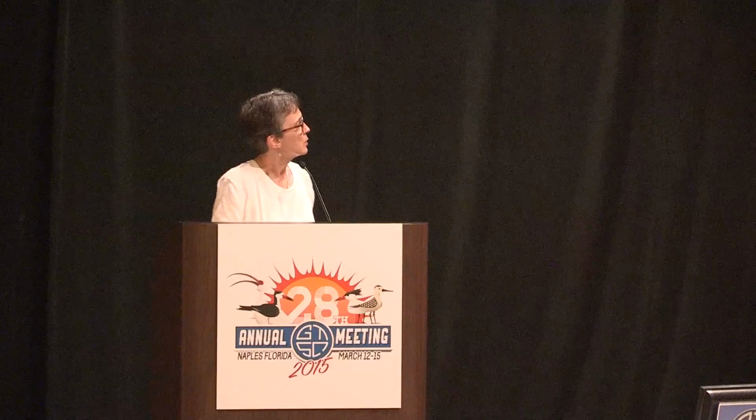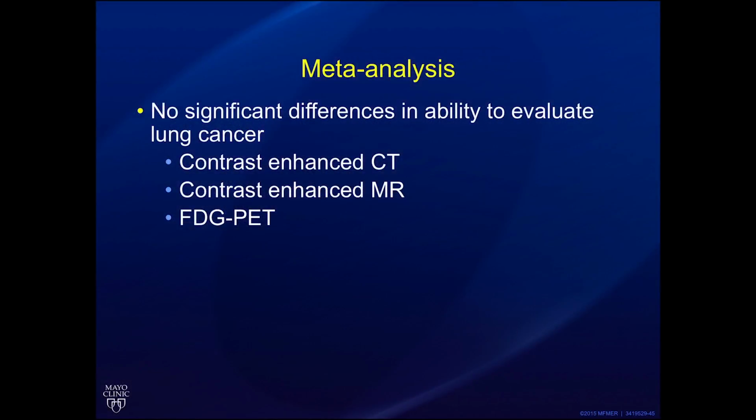All right, so there's a lot of papers out there, and a number of them tend to come from Japan. I think the most advanced work is coming out of Japan, and then Korea, and more is starting to come out of the United States. But people that are really looking at it and doing these meta-analyses feel that if you look at contrast-enhanced CT, contrast-enhanced MR, and PET scanning, there's no significant difference.